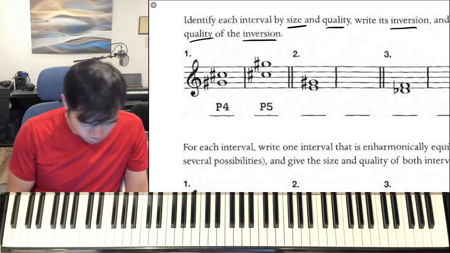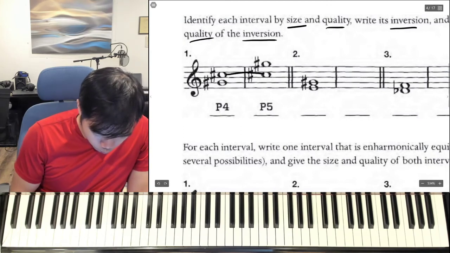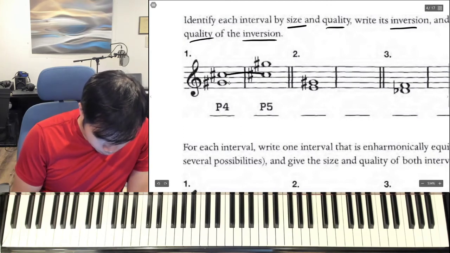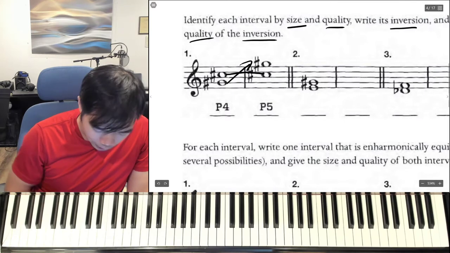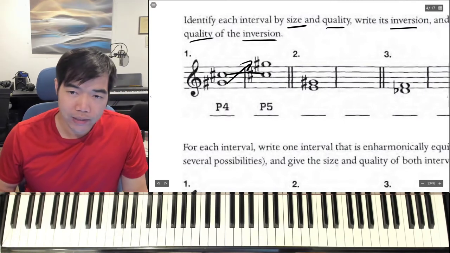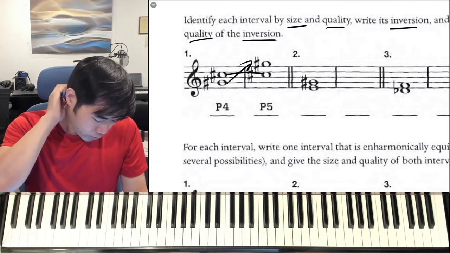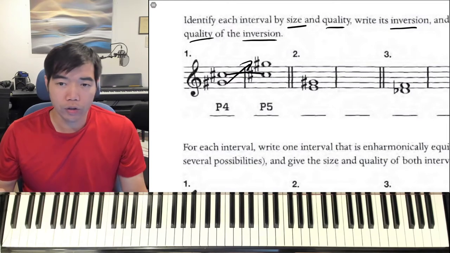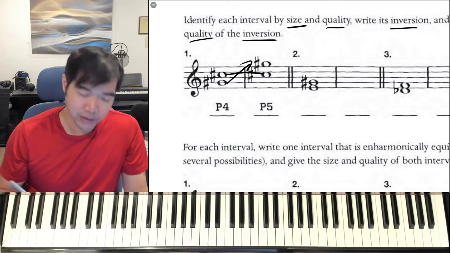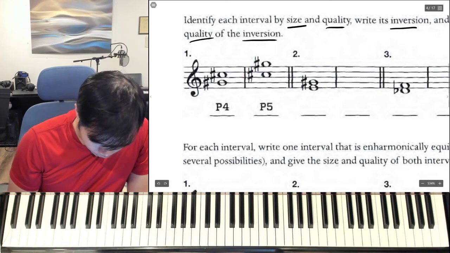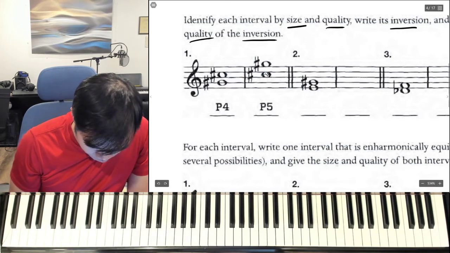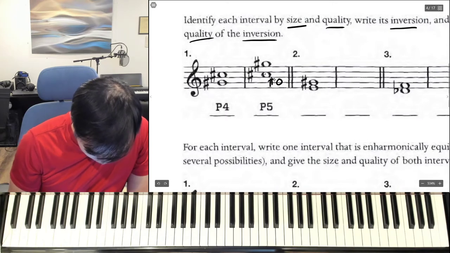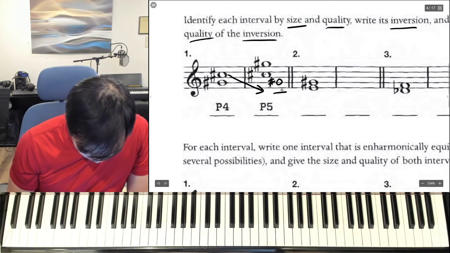Invert this. To invert this, there's two ways we can invert it. We can move the bottom note higher, or we can move the top note lower. In this case, they've decided to move the bottom note higher. Understand, the result will be the same. It doesn't matter which note you move. It's going to end up being the same result. I'll show you what I mean. So in this case, we end up with a C-sharp, G-sharp. Now, let's say we maintain the G-sharp, and this time we move the C-sharp lower.